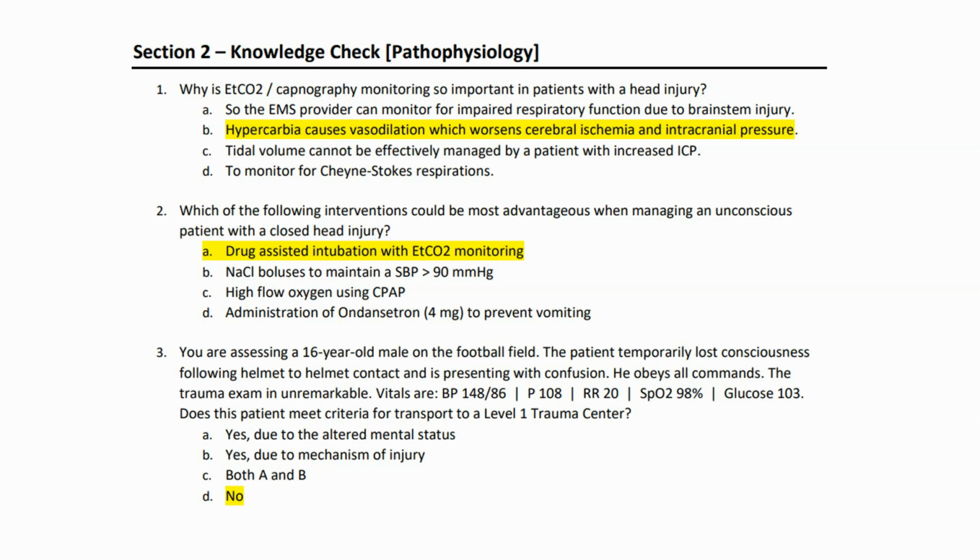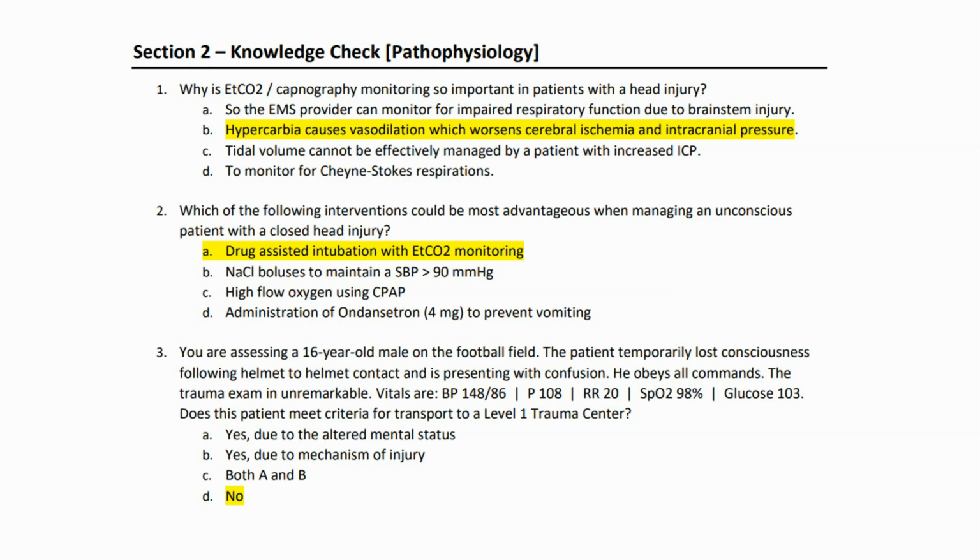Number two, which of the following interventions could be most advantageous when managing an unconscious patient with a closed head injury? The answer is A, drug-assisted intubation with end-tidal CO2 monitoring for the reasons we just discussed. And number three, you are assessing a 16-year-old male on the football field. The patient temporarily lost consciousness following helmet-to-helmet contact and is presenting with confusion. He obeys all commands. The trauma exam is unremarkable. Vitals are 148/86, pulse of 108, respirations are 20, 98% in room air, glucose of 103.